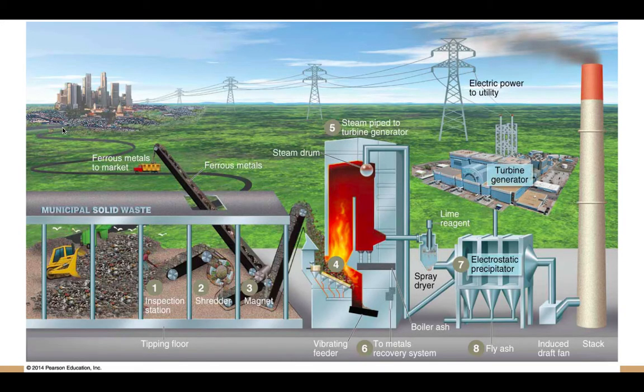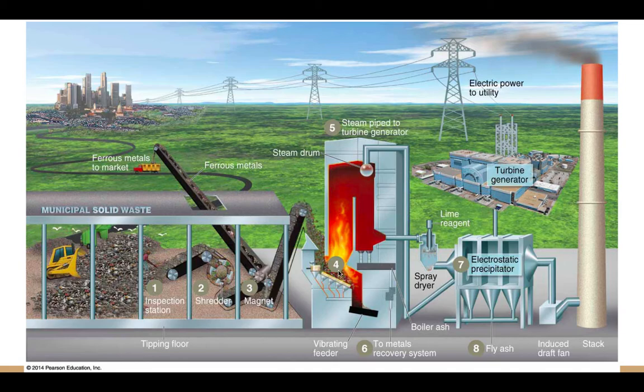Right, here's just another picture of this incineration process. So waste is coming in, inspection station, shredding the waste down so it fits through the tube, and then a magnet can actually sort out some of the metals, and then those metals can be handled differently, right, so they're not contaminating the ash.